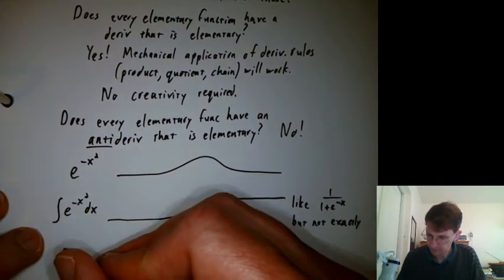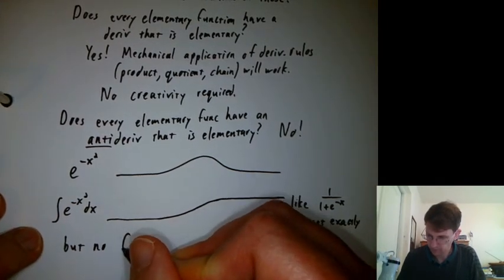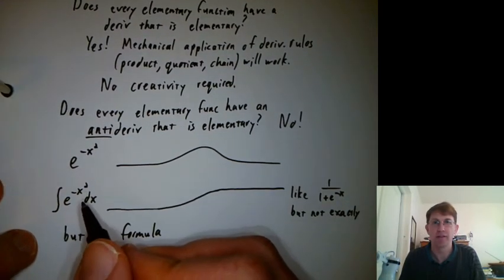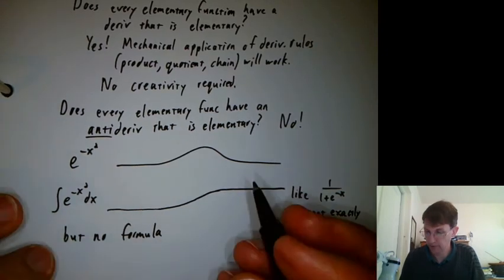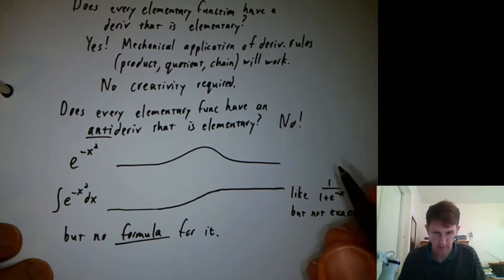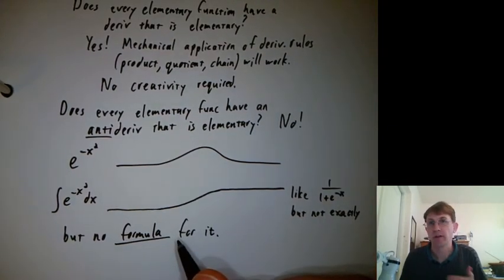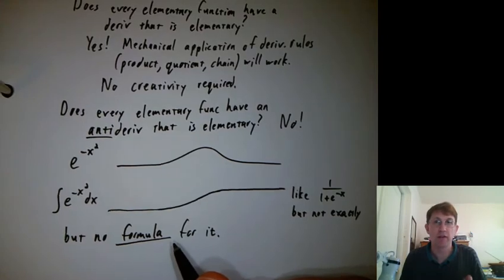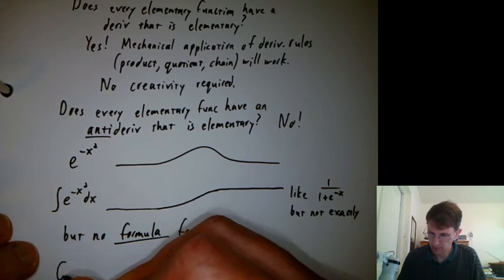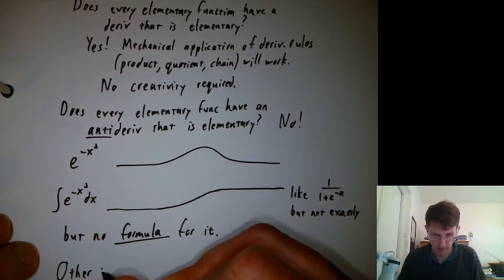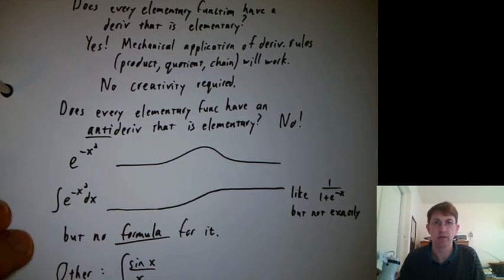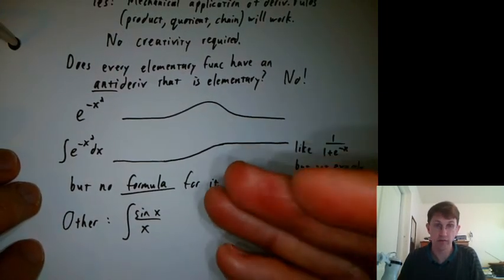I mean, you could say this is a formula for it, but that's not really going to tell you how to do it on a calculator, right? And it's not just that no one has managed to find one yet. People have proved that there is no elementary function for that antiderivative. There are other similar functions like sine x over x. There's no antiderivative of that. There's no antiderivative formula that's nice.